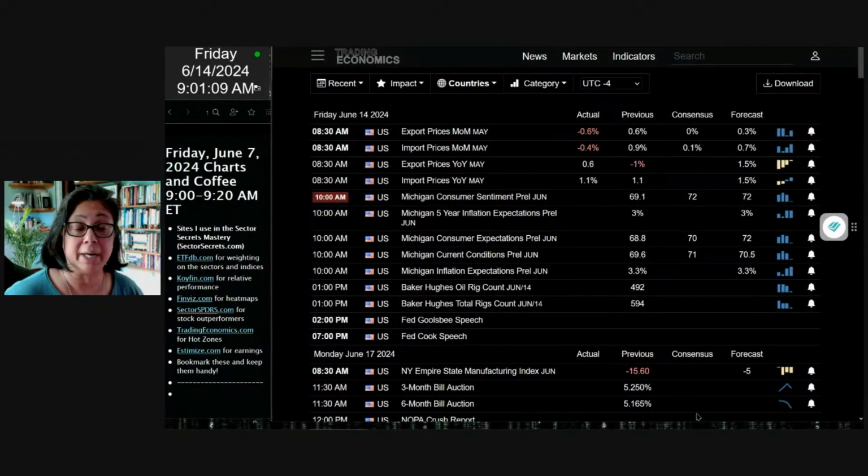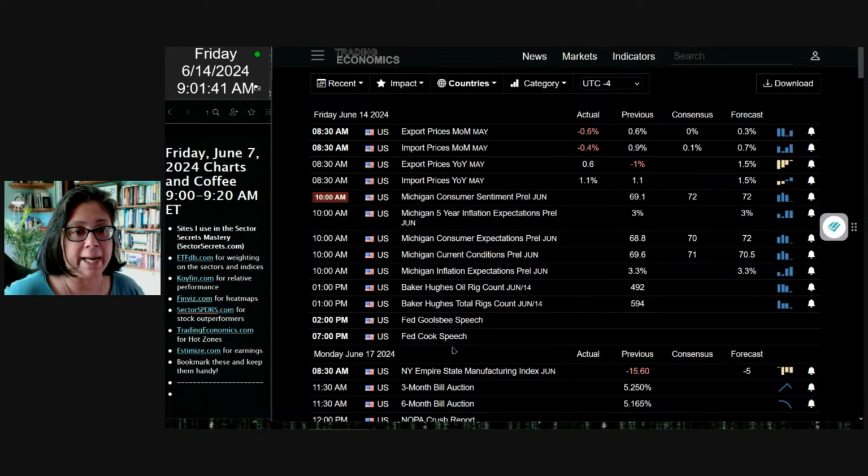If you haven't already checked out the economic calendar, there's Econoday, Forex Factory, and this is Trading Economics. You'll see I've got a list of sites that we use very regularly in the Sector Secrets Mastery. When I'm referring to some of these data points, these hot zones and measurements, these are the sites we use. They're all free sites. There are oftentimes subscriptions associated with them, but you don't have to use them. They're great sites. You'll see them on the left side of the screen.